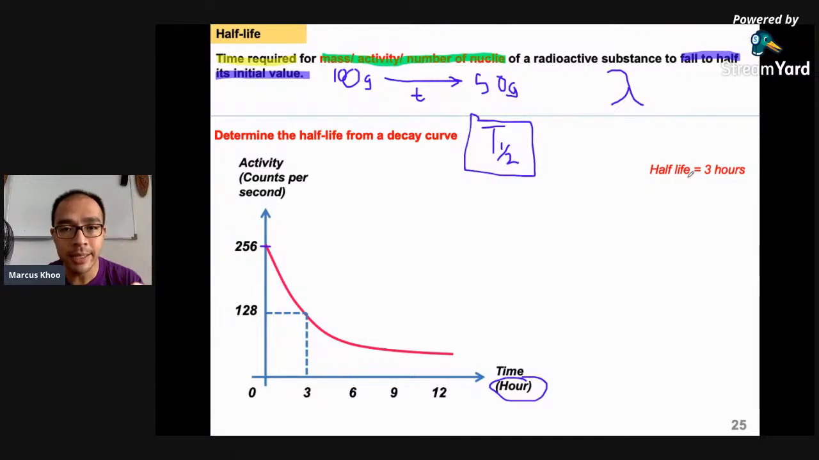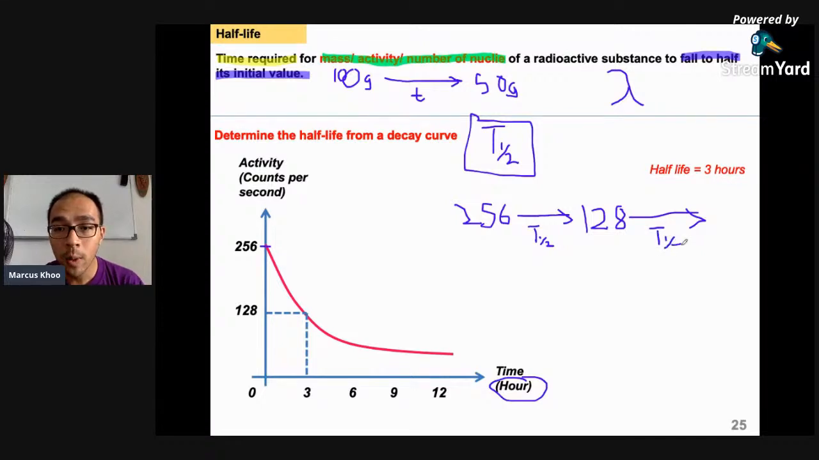Now, if I'm going to extend this, originally it is 256. After 3 hours, after one half-life, it becomes 128. My question to you is, after another half-life, that means after another 3 hours, what does the activity become? It is not 256 minus 128 and then you minus the same thing. No, it doesn't work that way.